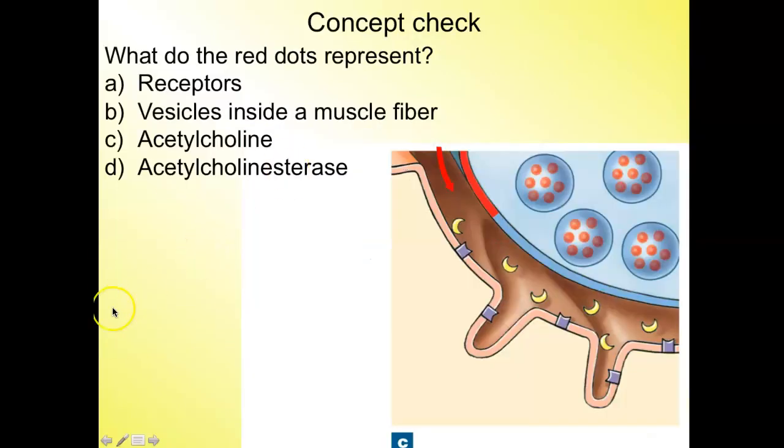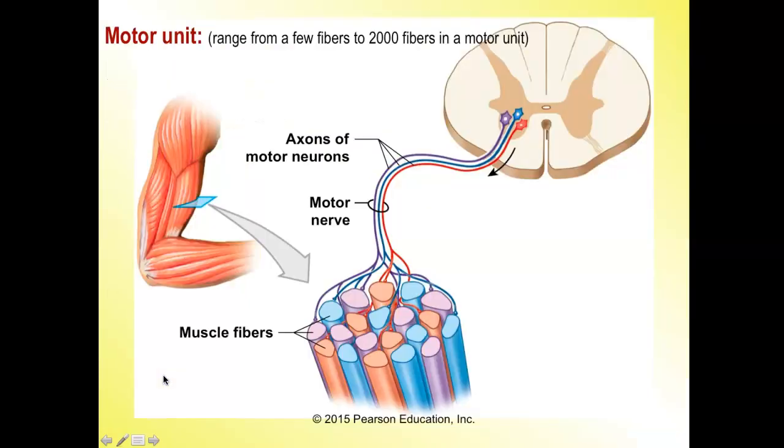Okay, so let's answer this question. This should be quite easy. The red dots represent acetylcholine. All right, so this is a motor unit. So when you contract your muscles, they are innervated.